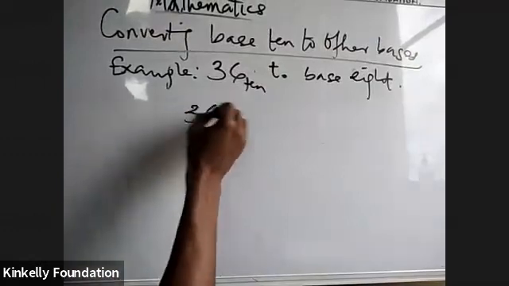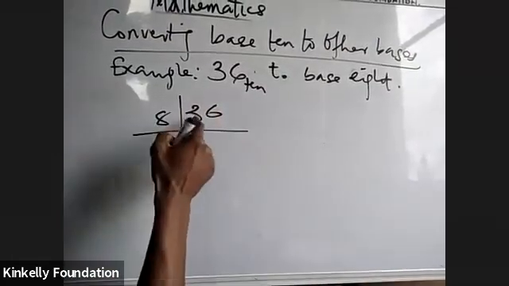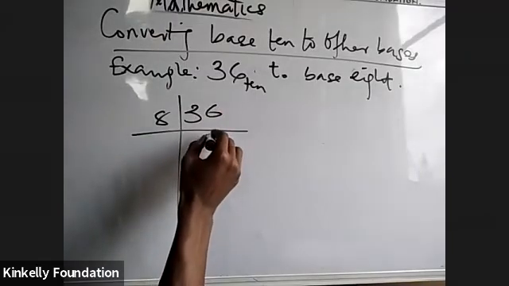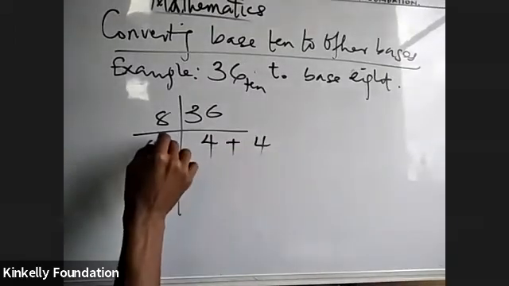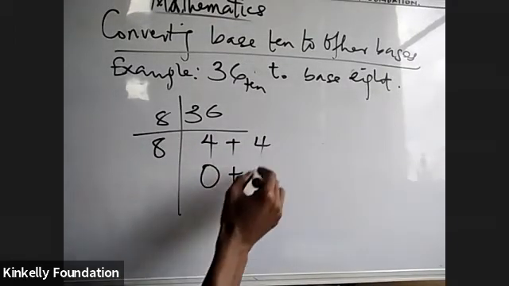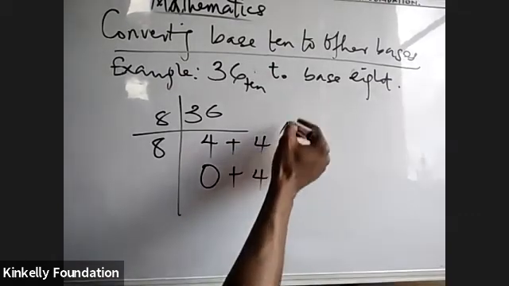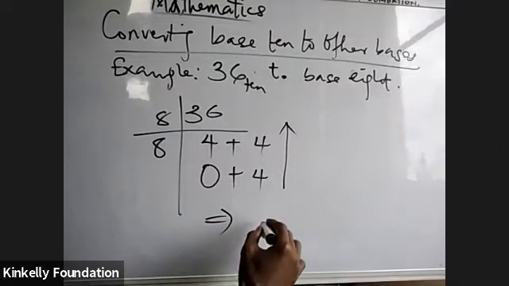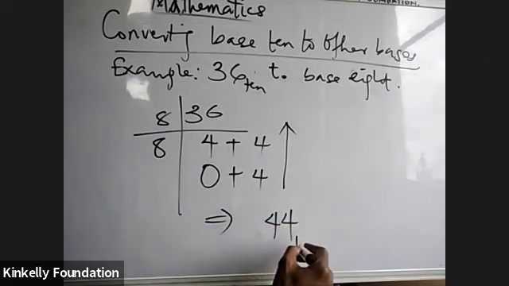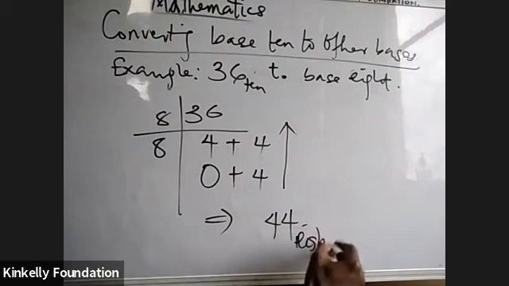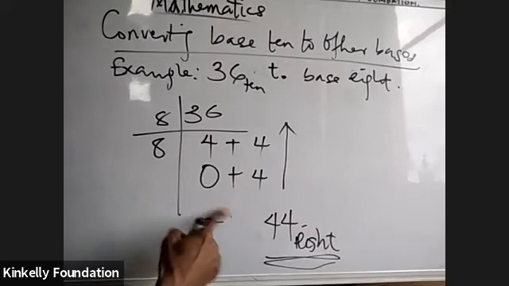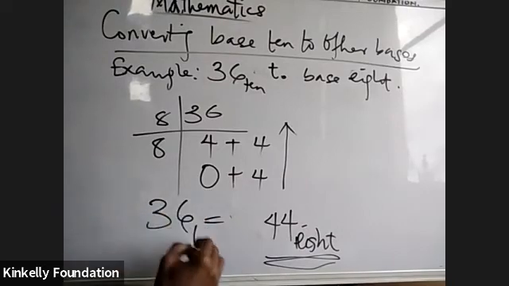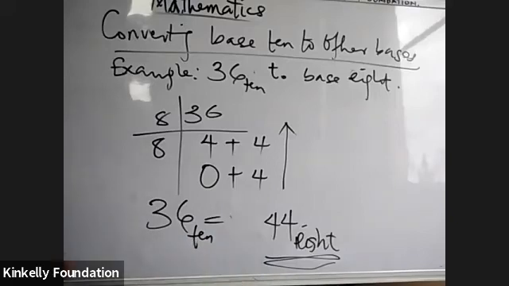Okay, we say 36 divided by 8. We have 36 divided by 8, we have what? 4. That is 32. Remaining what? 4. So 4 divided by 8 is 0, remaining 4. So you go from down to up, which gives us 44 base 8. So we have that 36 base 10 is the same as 44 base 8.